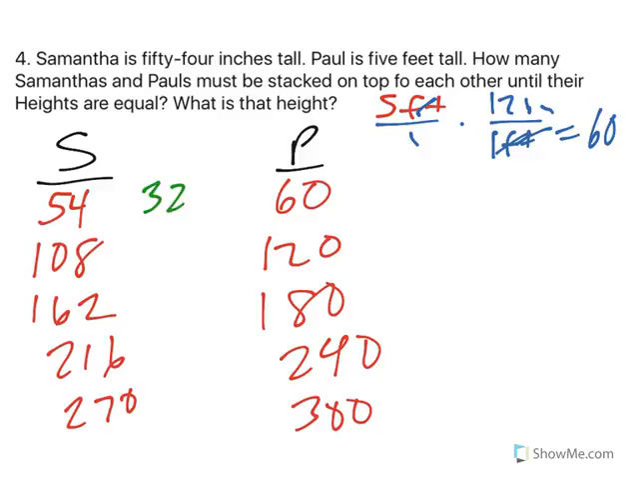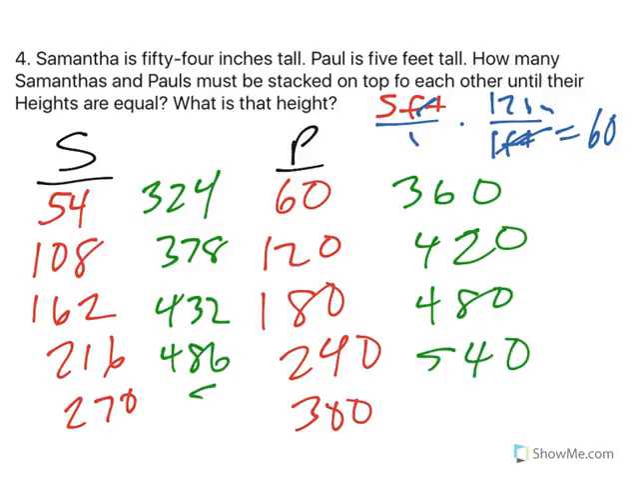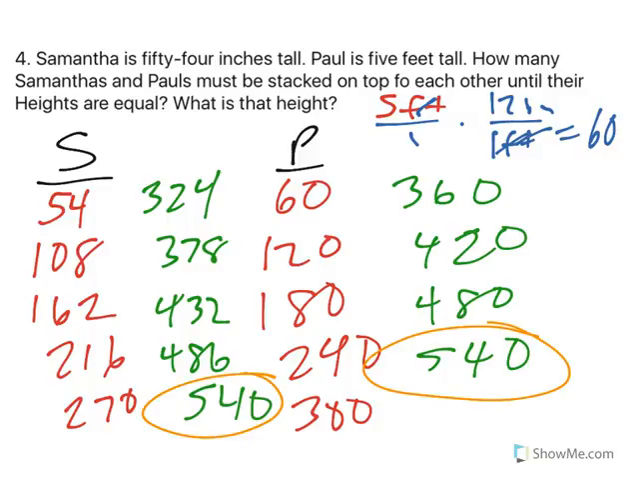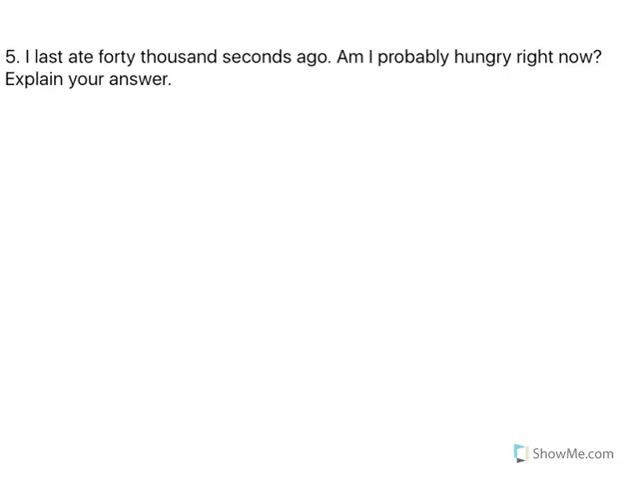So I go, Samantha's now at 324, and Paul is at 360. Samantha's at 378. Paul's at 420. She's at 432. He's at 480. She's at 486. He's at 540. She's at 540. Hold the phone. There's a match. So you can see it takes 10 Sams and 9 Pauls for them to be the same, and that is at 540 inches.